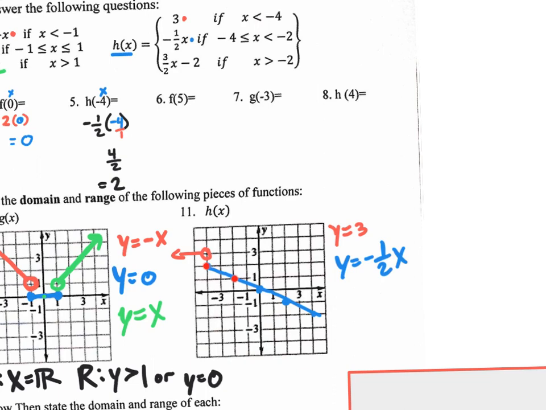Does that make sense? So I'm going to erase all of this. And we need to know if it's open dots or solid dots. Well, at the -4, it's a solid dot. It already has a solid dot. And at the -2, that's an open dot. So we put an open dot right here. And now for the last one, y equals 3/2 x minus 2.